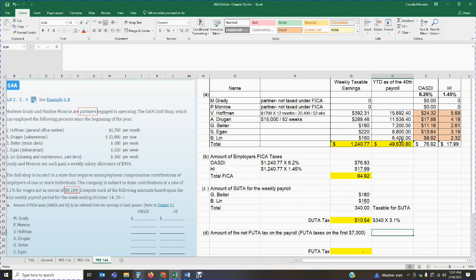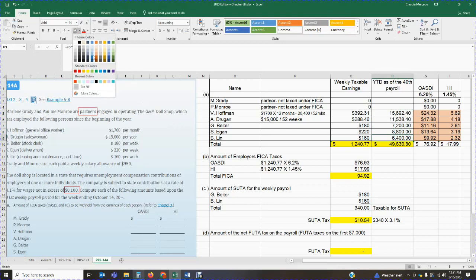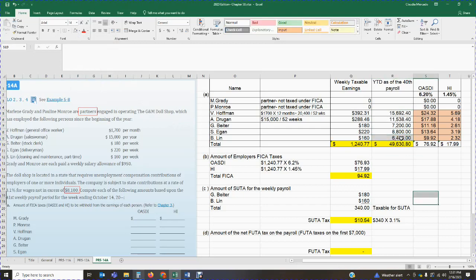So I'm going to look at my year to date and find, do I have anybody that has not gone over the $7,000? Yes, Lynn. Lynn has not gone over the $7,000. Lynn has only earned $6,400. The cap is $7,000, which means we still have to pay taxes for Lynn on the next $600 of earnings to take him up to the $7,000. So this week, Lynn earned $160.